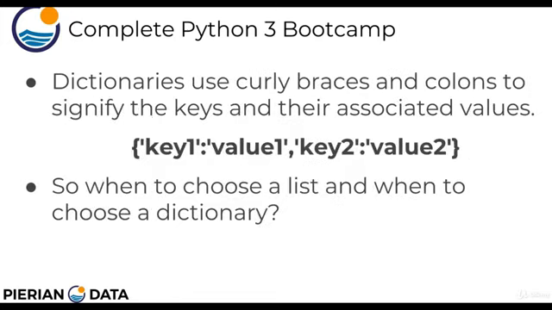And the dictionary syntax uses curly braces and colons to signify the relationships between a key and its associated values. So here we can see the curly braces, and then we have the string key, so key 1, then colon, and then whatever value is associated with that. In this case, we just have a string called value 1, and then we have a comma for the next key value pair.